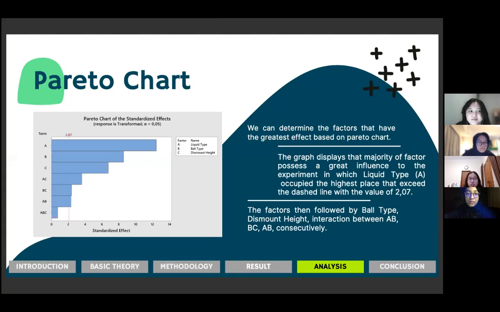From the Pareto chart on the left side of the slide, we can determine the factors that have the greatest effect on this experiment. This can be seen from the bars that exceed the red dashed line of the value 2.07, with liquid type being the factor that possesses the greatest influence on the experiment. The factors are then followed by ball type, dismount height, the interaction between liquid type and dismount height, ball type and dismount height, and lastly liquid type and ball type. Next.